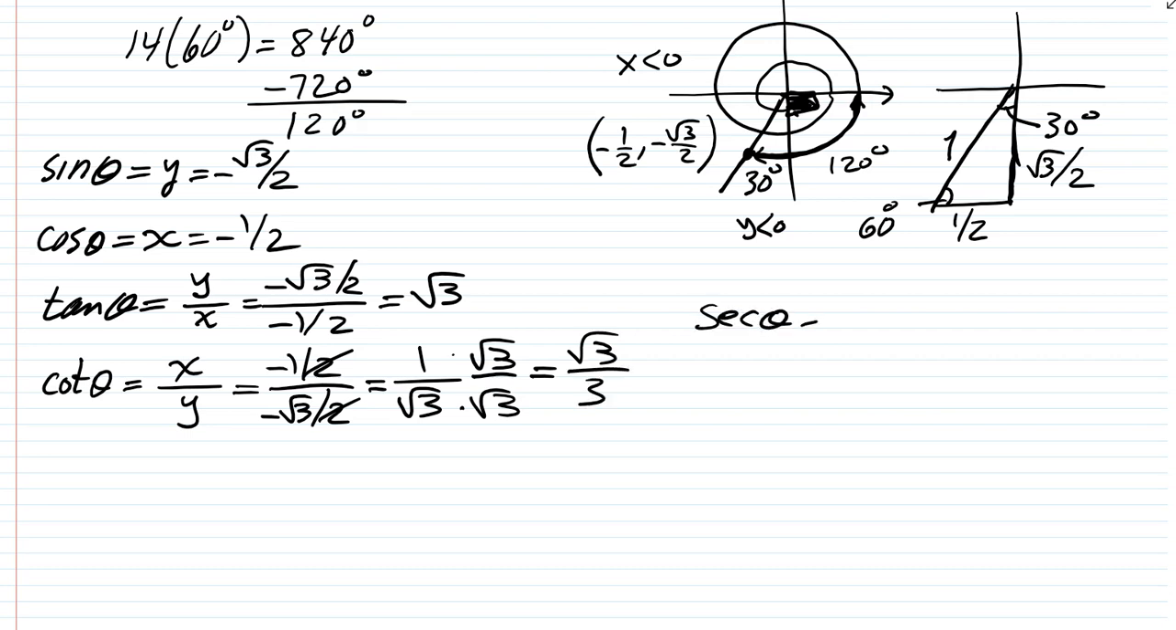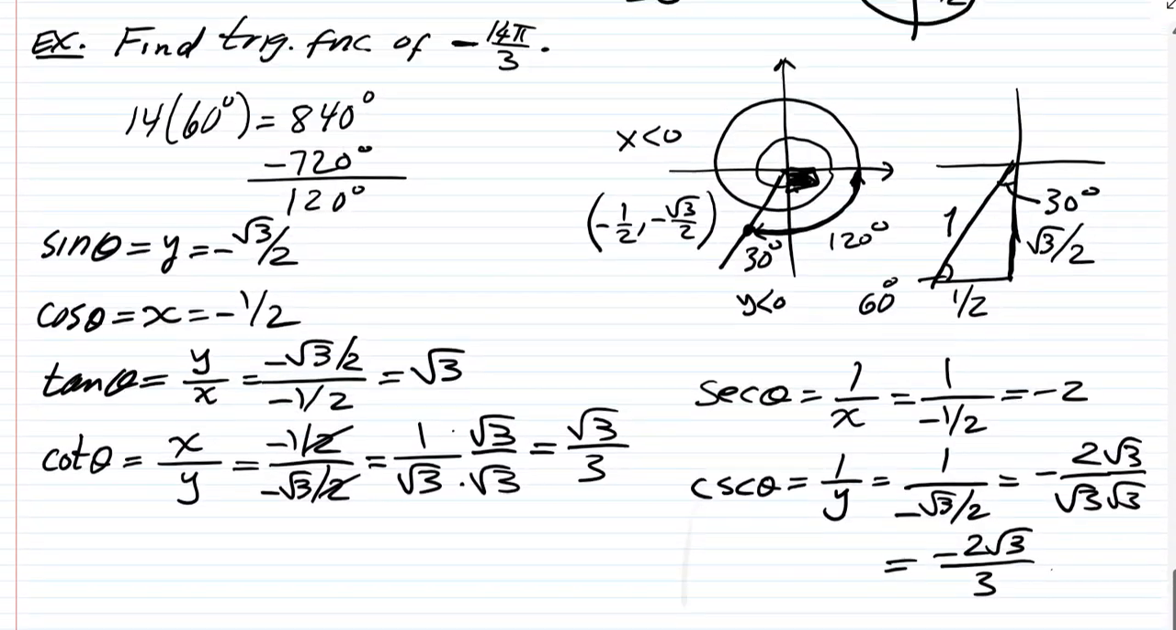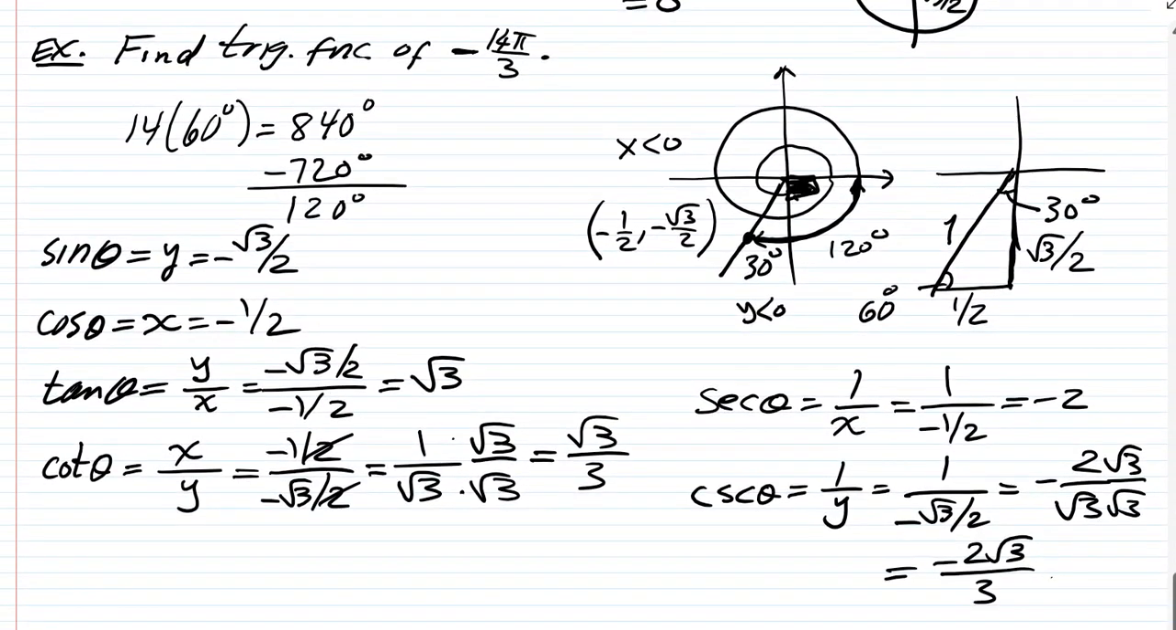And what about secant? Secant is going to be 1 over x. So that's going to be 1 over negative 1/2, or negative 2. Cosecant is 1 over y. And that's going to be 1 over negative root 3 over 2, which is negative 2 over radical 3. Rationalize. And the answer is negative 2 root 3 over 3. And we have all of the trig functions of that angle. Okay. Now, what if, let's finish this off.